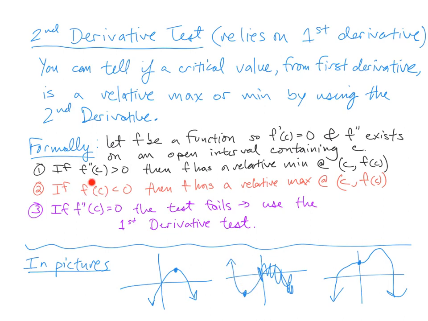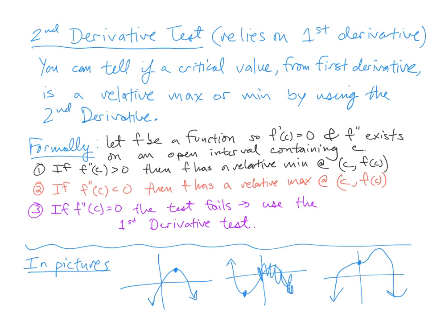If f double prime of c is less than 0, a.k.a. if the function is concave down at that critical value, then it has a relative maximum, as I mentioned down here. And then lastly, if f double prime of c equals 0, that's the only other option we have. We had greater than, less than, it's got to be equal. If it's equal to 0, then the second derivative test fails, and you use the first derivative test to see whether or not you have a max or a min.